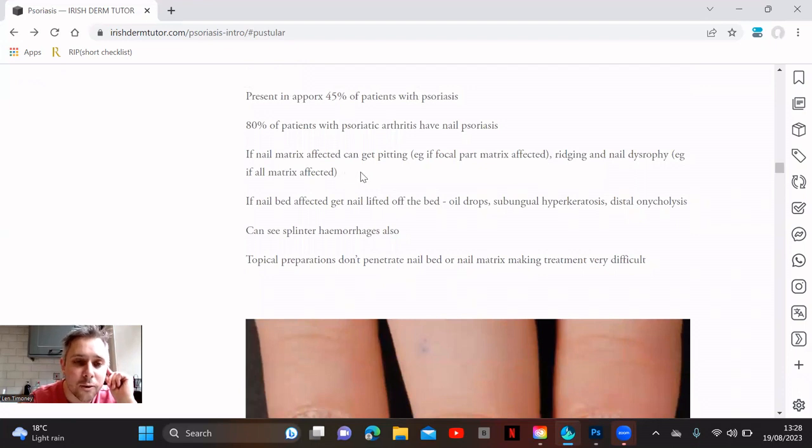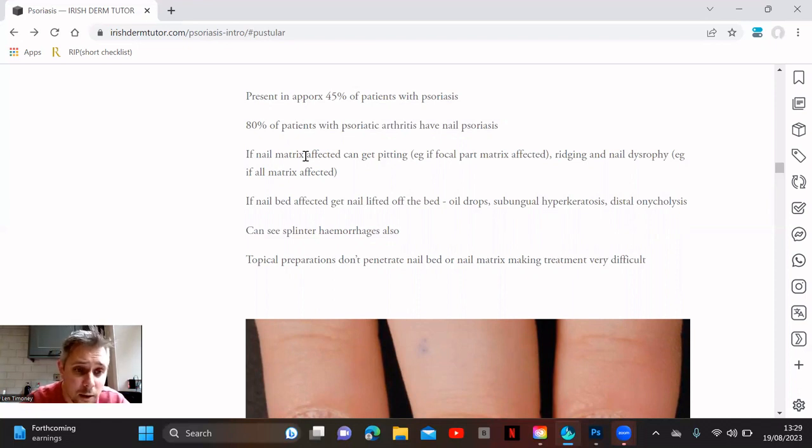Essentially, what you get depends on where the psoriasis is in the nail. So if the nail matrix is affected, and if it's very focal, you get these little pitting areas because it's very focal. And if a lot of the nail matrix is affected, you'll get ridging and nail dystrophy. And then if it's just the nail bed that is affected, so a bit of psoriasis in the nail bed under the nail plate, you'll get the nail lifted off the bed. So in those cases, you get onycholysis, oil drops, and subungual hyperkeratosis. You may often see splinter hemorrhages in psoriasis as well.